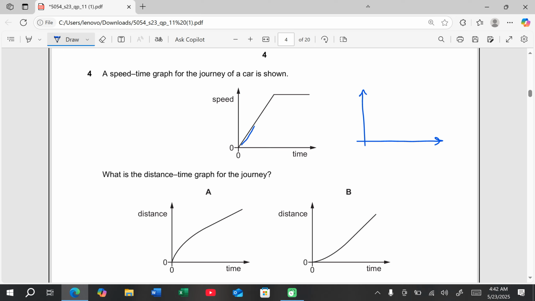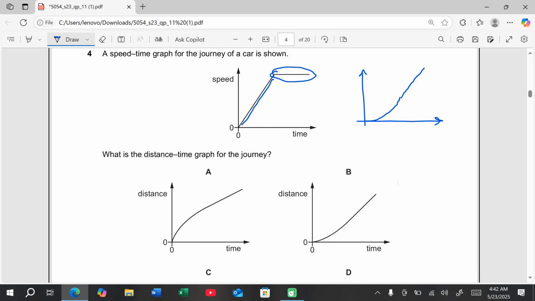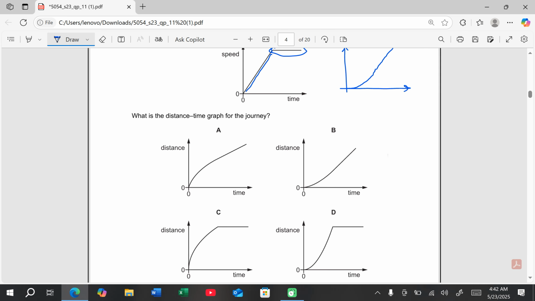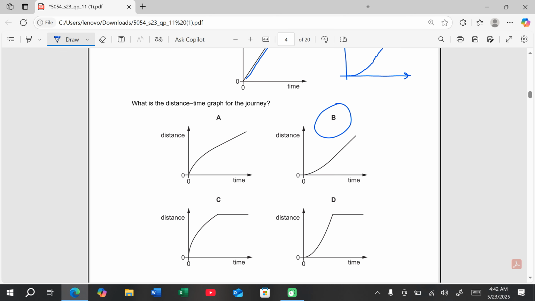If the speed time graph is a straight line, the distance time graph will always be a curve with an increasing gradient. And when the speed time graph is a horizontal line, it will be a straight line with a constant gradient. So you are going to look for the curve in which the first part has an increasing gradient and then a straight line, that is going to be your answer. So let's see, yeah, we can find that in B.